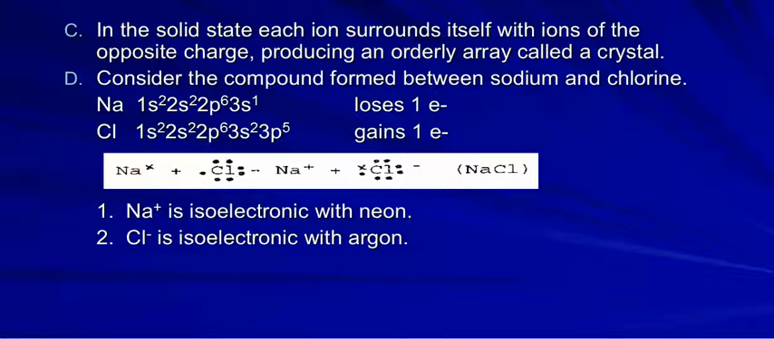But let's consider the compound formed between sodium and chlorine. Well, sodium is a metal. Metals tend to lose electrons. So we're going to lose the 3s1 electron from sodium. Chlorine, electron configuration of 3s2 3p5, it's going to gain 1 to become 3p6. And so sodium and chlorine combine in a 1-to-1 ratio in NaCl. Na+ is isoelectronic with neon. It has the same number of electrons as neon, which is 10. Chloride is isoelectronic with argon. Argon has 18 electrons.